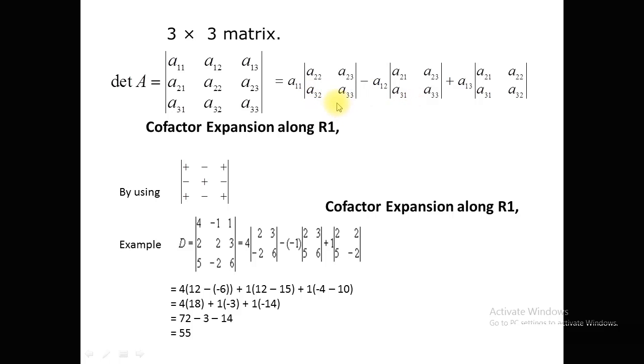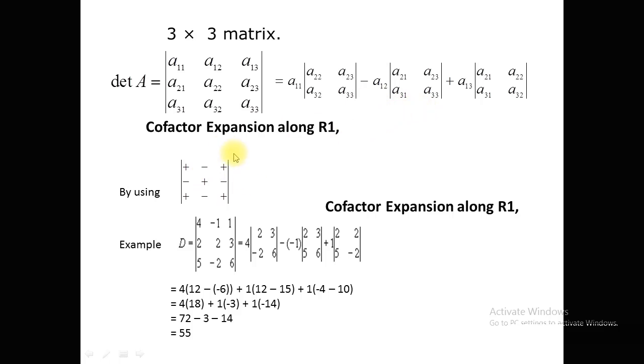So these are the cofactors of the elements a11, a12 and a13. Find the determinant of this minor matrix, then this minor matrix, and then the determinant of this minor matrix. Then multiply the result to a11, multiply the determinant result to a12 and the determinant result of this to a13, and then simplify the result, we get the determinant.